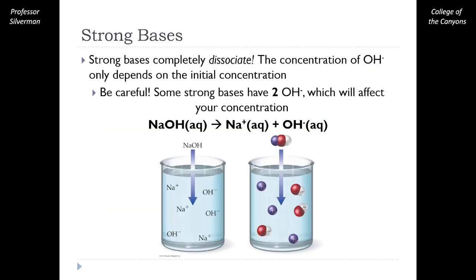The same sort of logic applies to our bases. Strong bases are ones that completely dissociate into their component ions. Here we have sodium hydroxide. When it dissolves, we have sodium ions and hydroxide ions. Every single one of those sodium hydroxide units has been broken apart into those pieces. We have only our products. And we have exactly none of our original formula unit present.